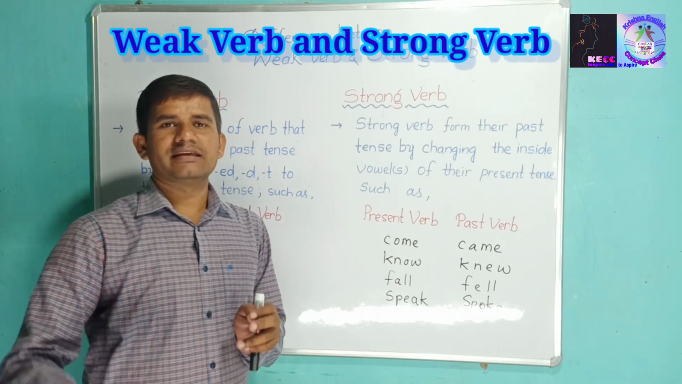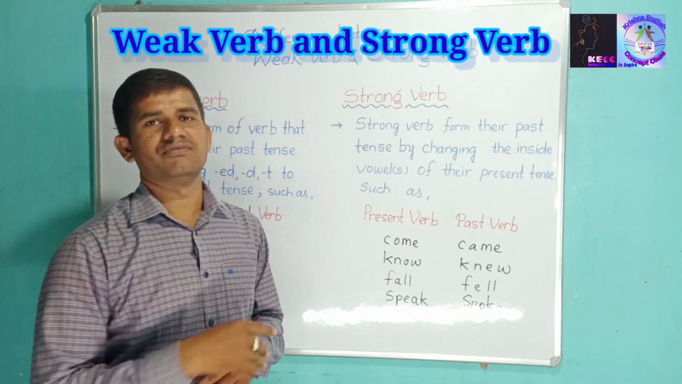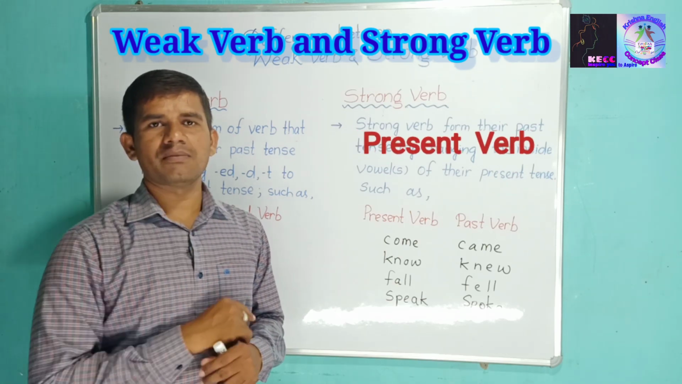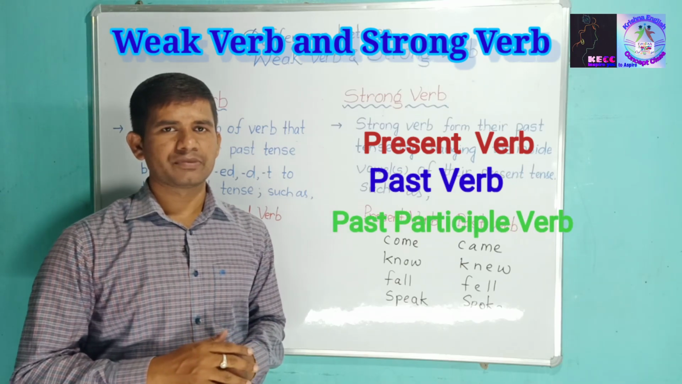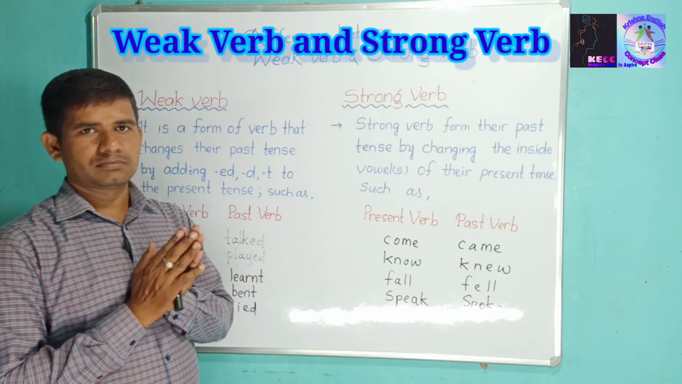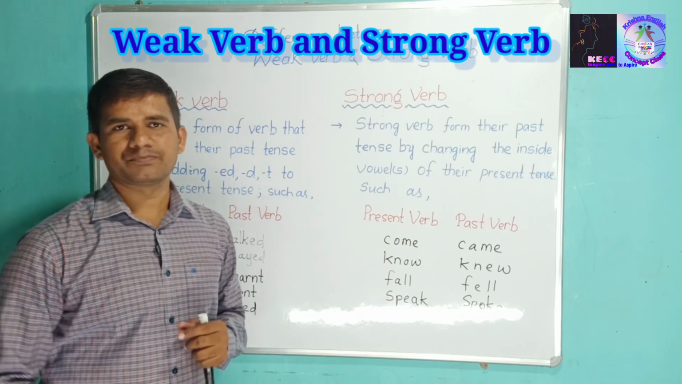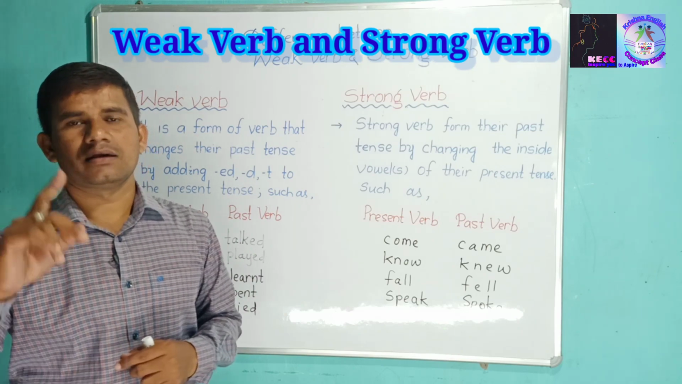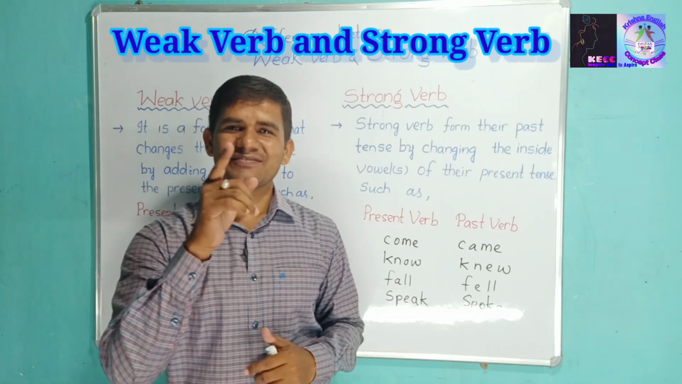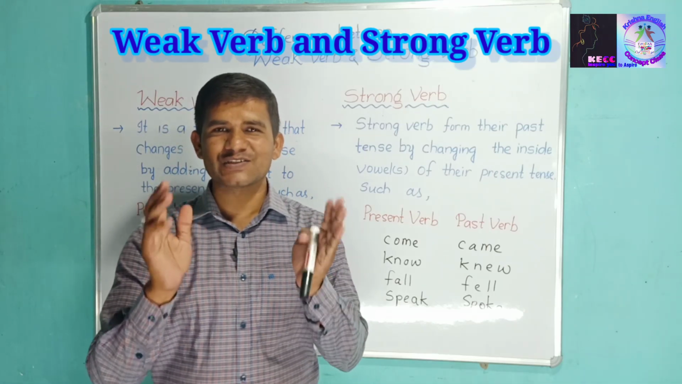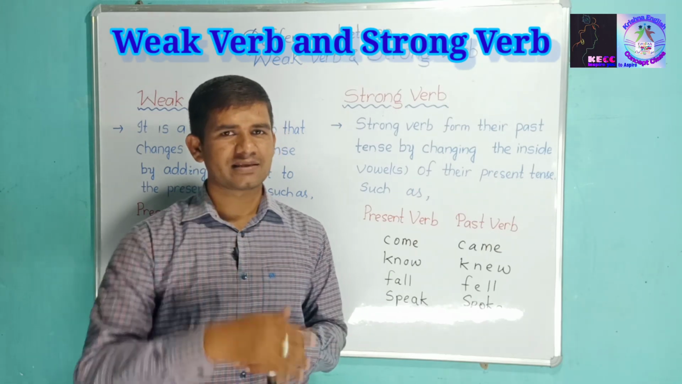In verbs, there are three forms: present verb, past verb, and past participle verb. Among these, if the past tense of a verb is formed by adding d, ed, or t to the present verb, that is called a weak verb. I hope you understood well. It's a logic, friend, a nice logic.